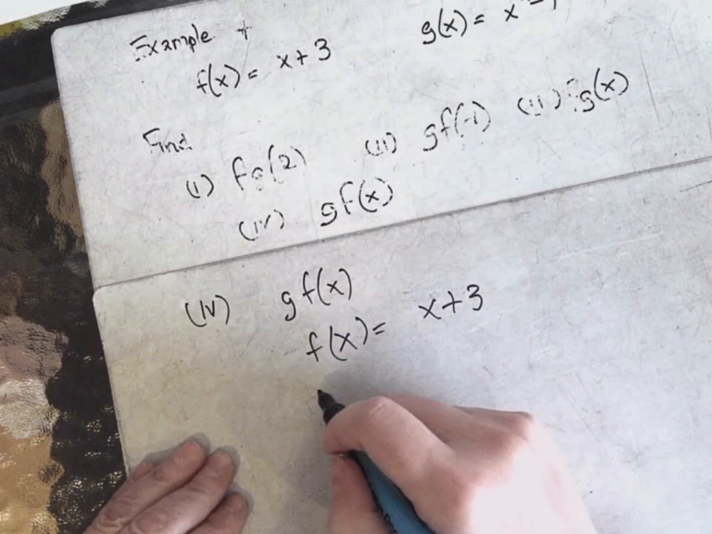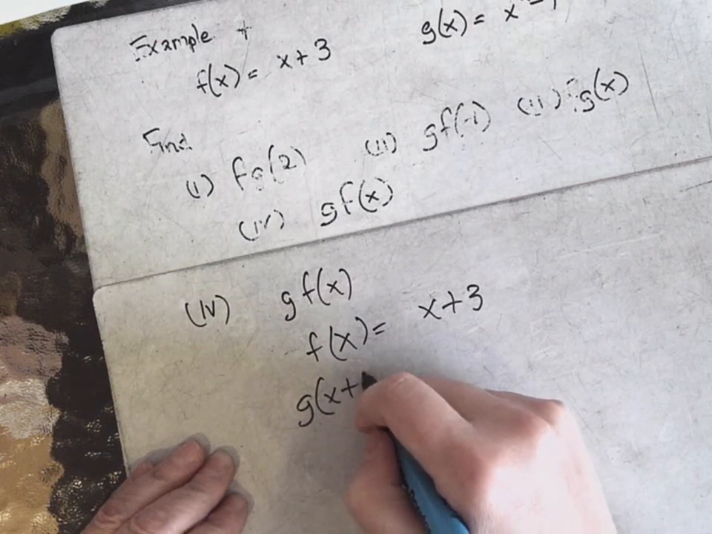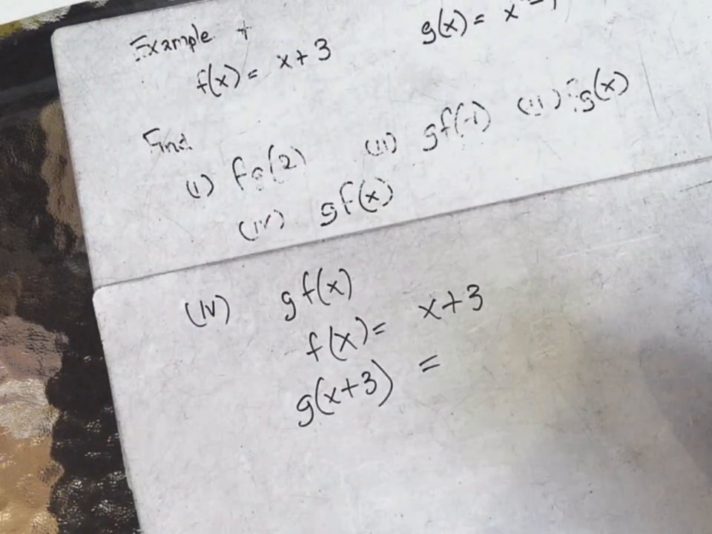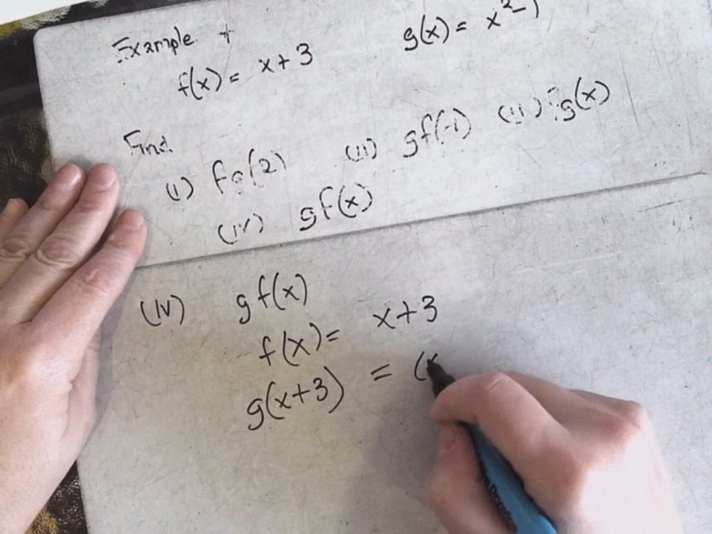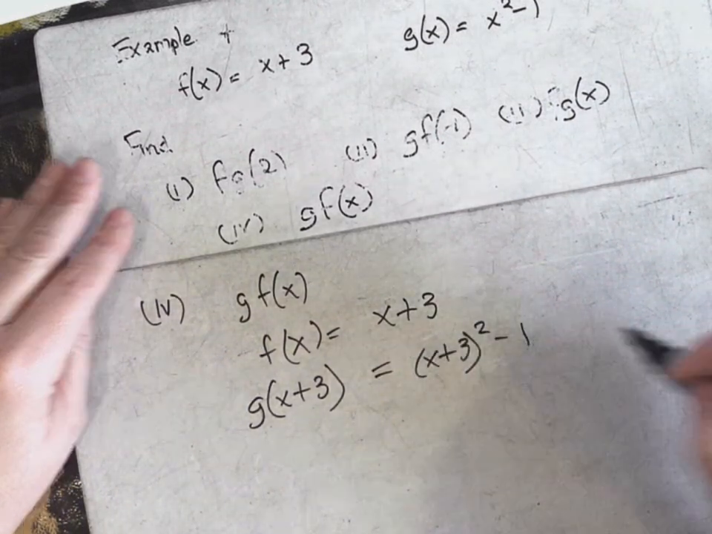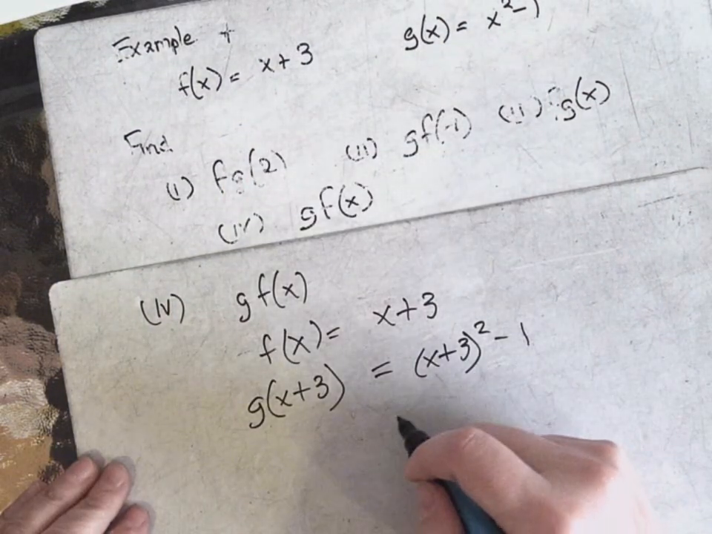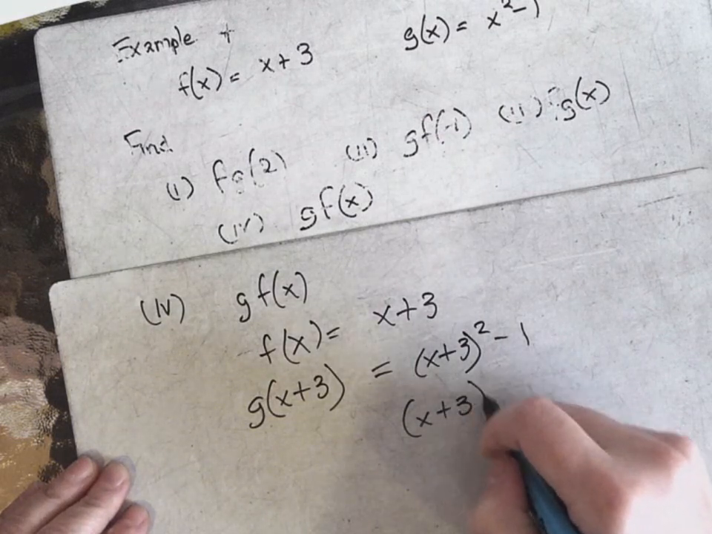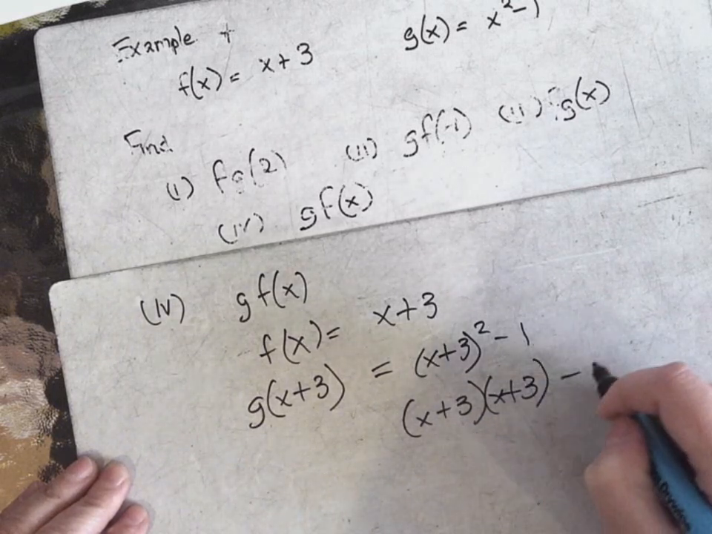Right, so then I take the answer and I put that into g. So I'm getting g of x plus 3. That means into g, instead of x, I'm writing x plus 3. So that would be x plus 3 all squared, minus 1. So instead of that x, I'm writing an x plus 3. So I have to multiply that out. x plus 3 squared means x plus 3 multiplied by x plus 3. Then there's a minus 1 at the end.